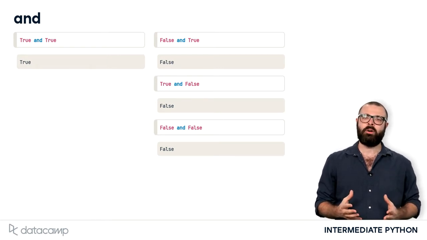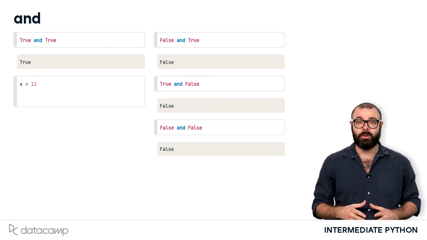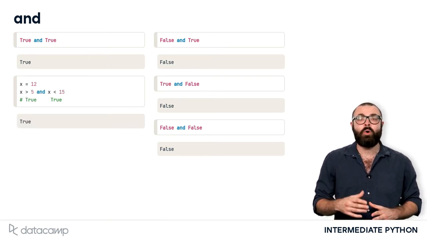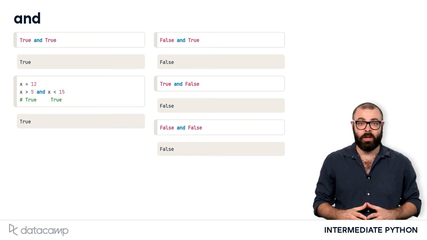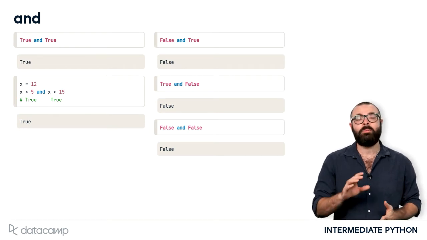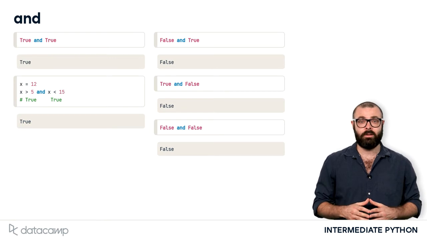Instead of using Booleans, we can of course use the results of comparisons. Suppose we have a variable x equal to 12. To check if this variable is greater than 5 but less than 15, we can use x greater than 5 and x less than 15. As you already learned, the first part will evaluate to true. The second part will also evaluate to true. So the result of this expression, true and true, is true. This makes sense because 12 lies between 5 and 15.